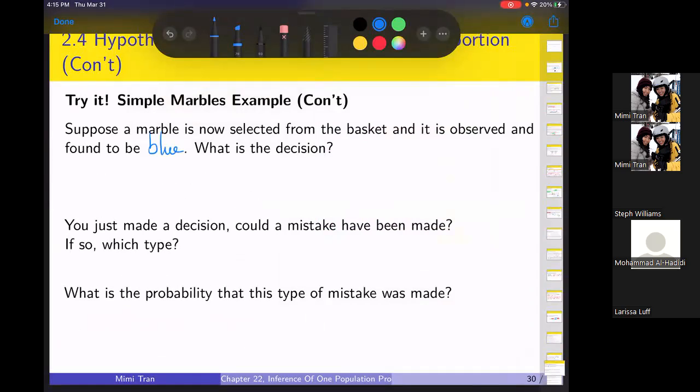Okay, what is the decision? Suppose a marble is now selected from a basket.